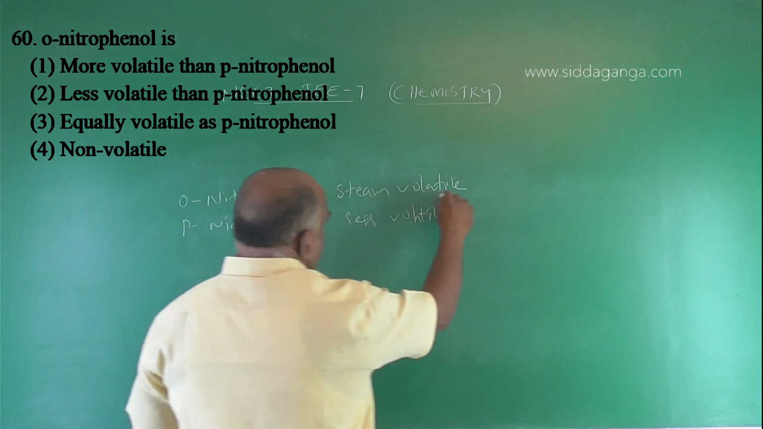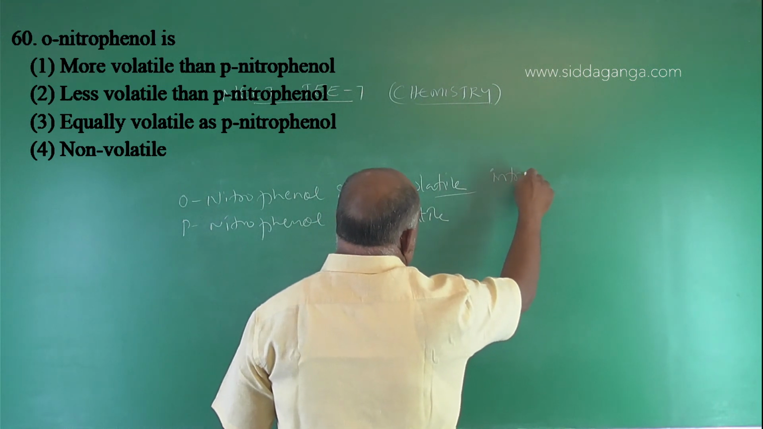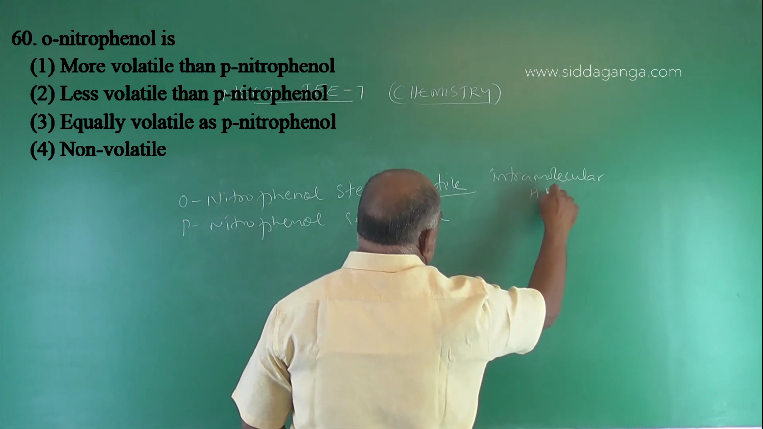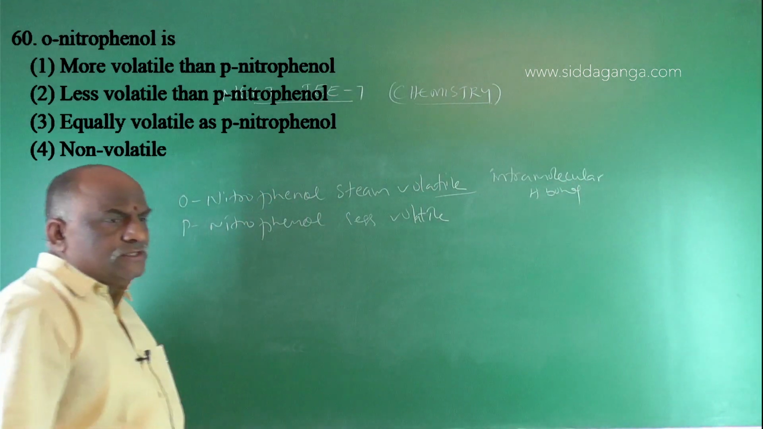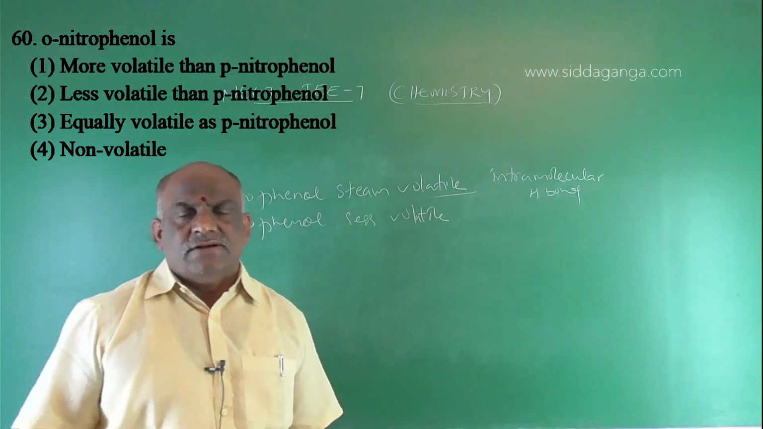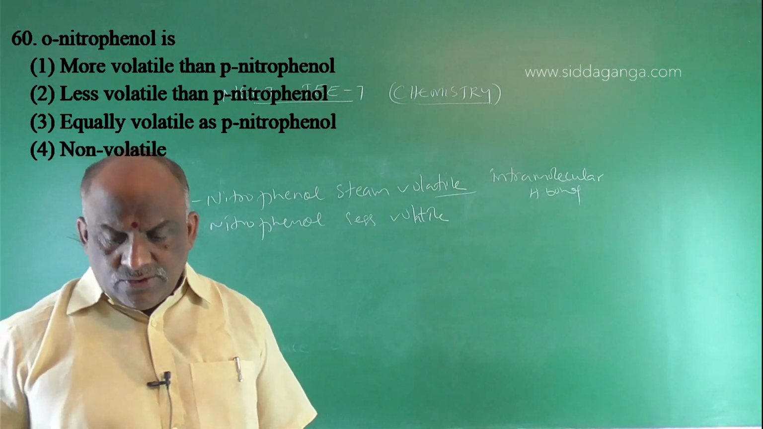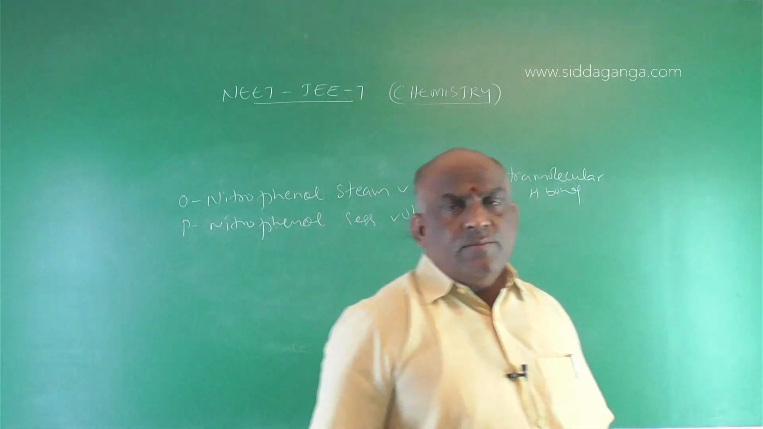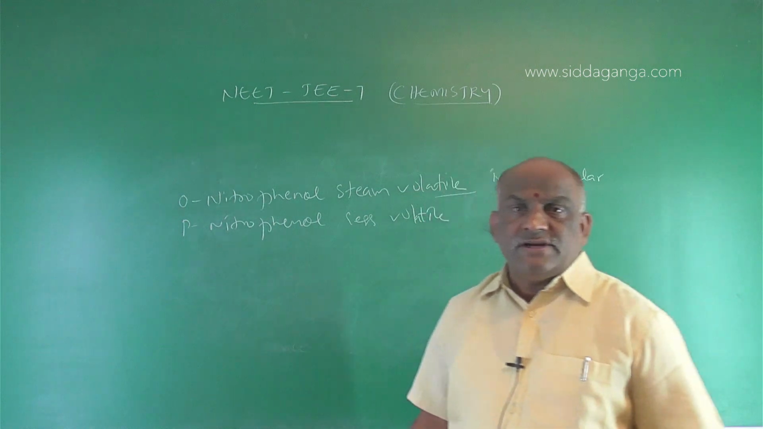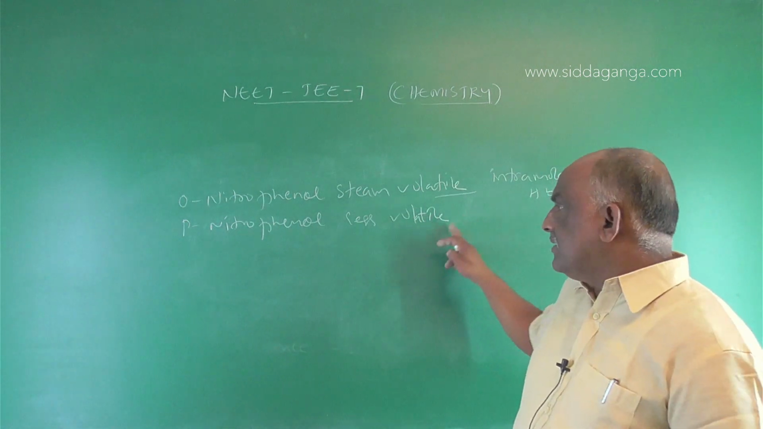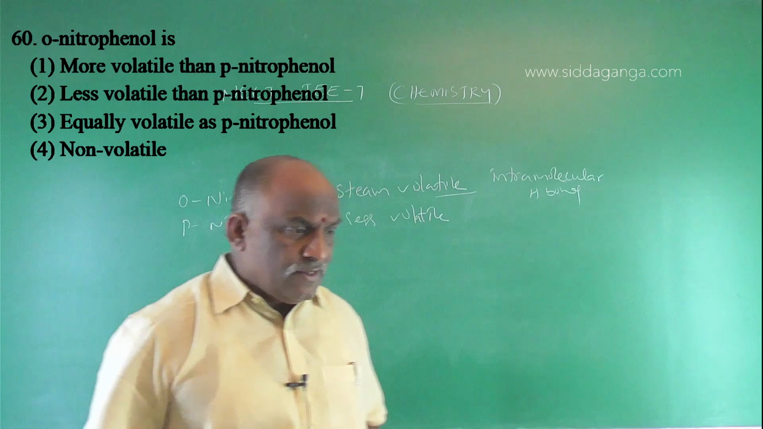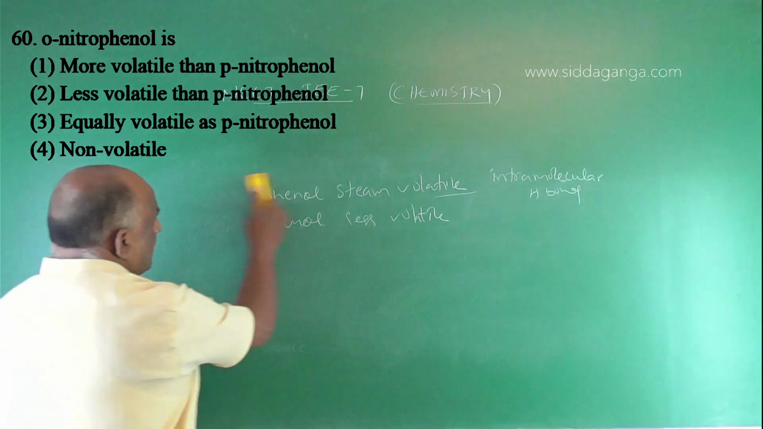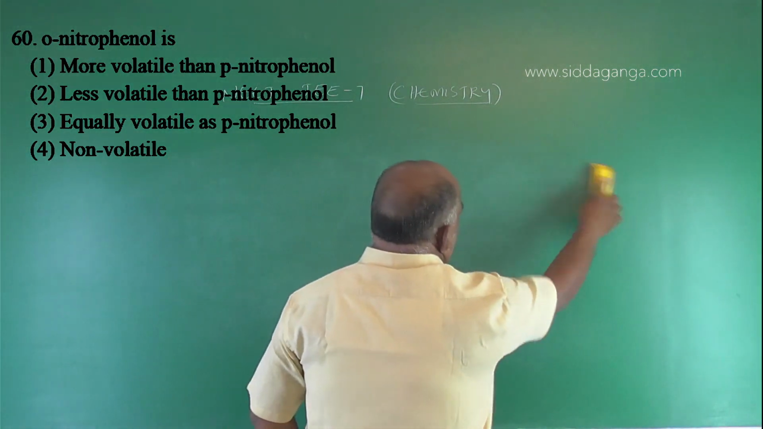What is the reason here? Intramolecular hydrogen bonding. Make a note, my dear student. Orthonitrophenol is steam volatile because intramolecular hydrogen bonding takes place in orthonitrophenol. Paranitrophenol is less volatile because it is an example of intermolecular hydrogen bonding. So the right option for this question is the first option, more volatile than paranitrophenol. A concept background question from bonding.